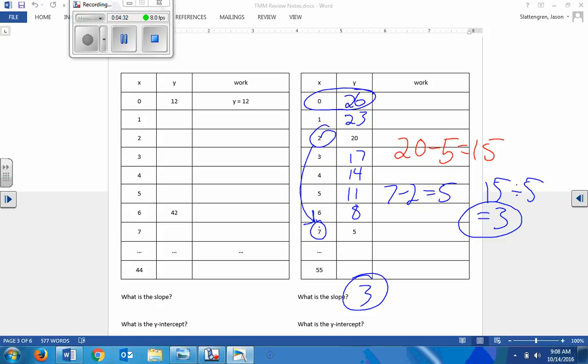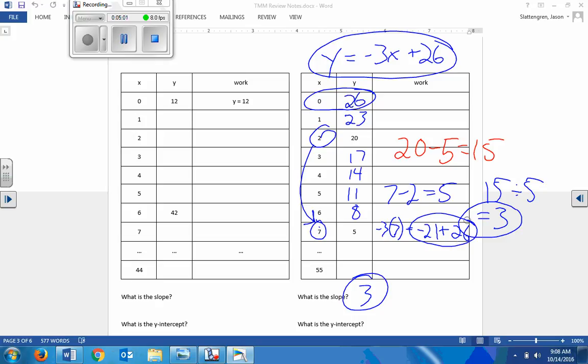So what is our equation? Y equals, now this is going down 3, so it's negative 3x. We multiply by a negative, and then our start value is plus 26. We can even check. When we have 7, negative 3 times 7 is negative 21, and when we add 26 to it, sure enough, negative 21 plus 26 is positive 5. So this does work.